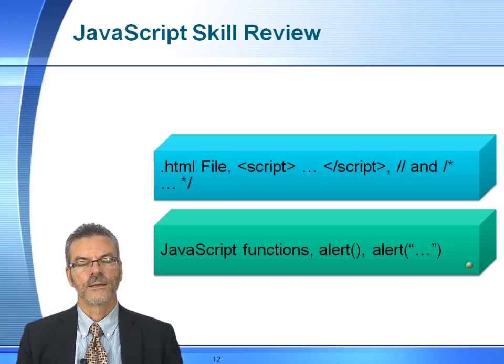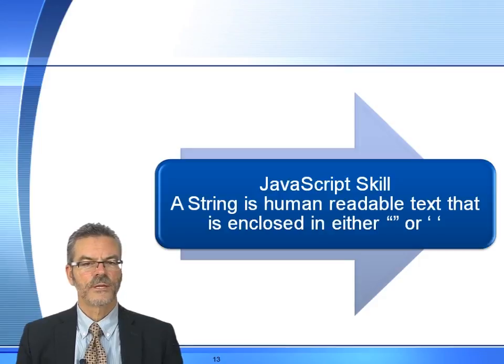So we say alert, and we showed it 2 ways. We showed alert with no inputs, just the word alert with the open and close parentheses. And then we also showed alert with the message. We said hello JavaScript, where we use those double quotes. So this brings us to another key skill, in that if you have some human readable text, in JavaScript that is called a string. So a string is a human readable text.